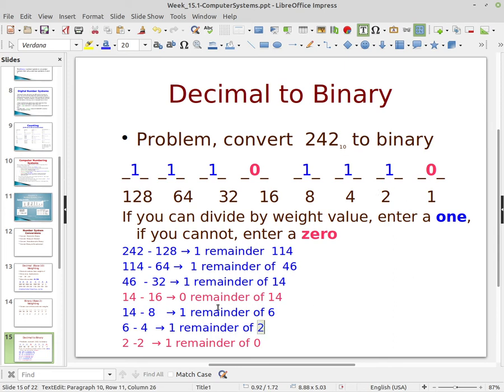So now I take 2 minus 2. I can do that. So I put a 1 in the 2's column. That gives me a positive value. Now, the value is actually 0, right? 2 minus 2 is 0. So now if I tried to take this 0 and subtract 1 from 0, that would give me a negative 1, so I can't do that. So I put a 0 in the 1's column.